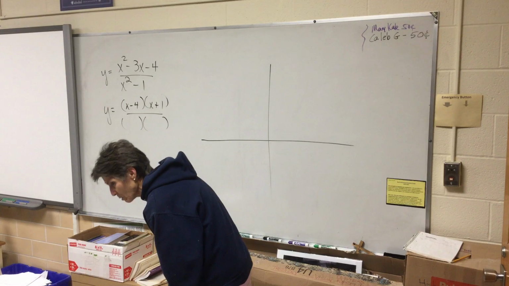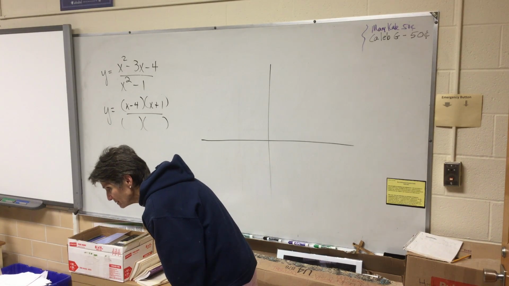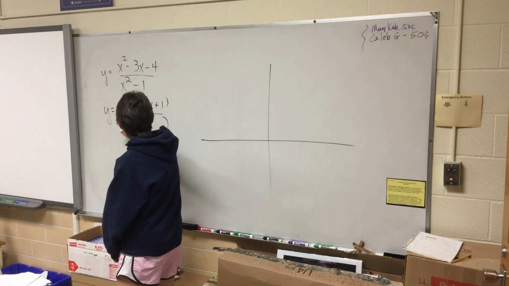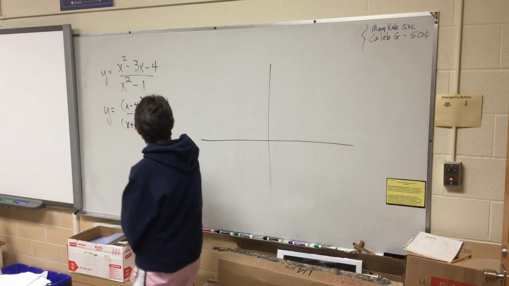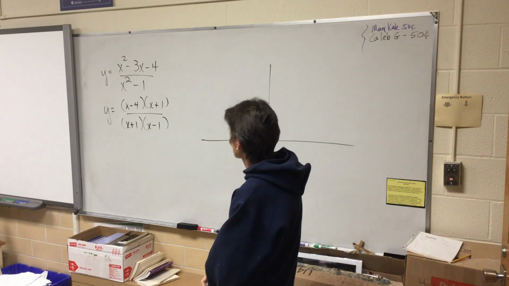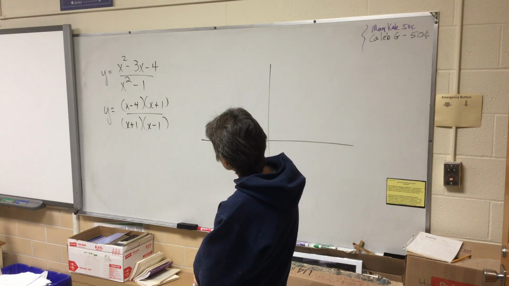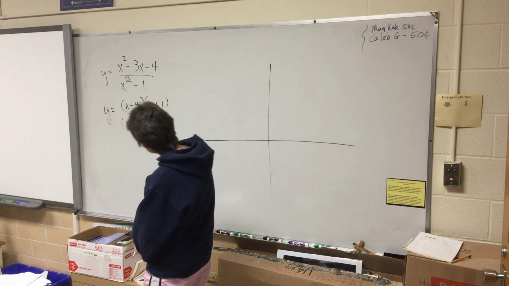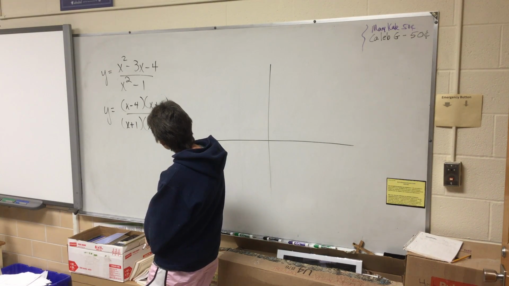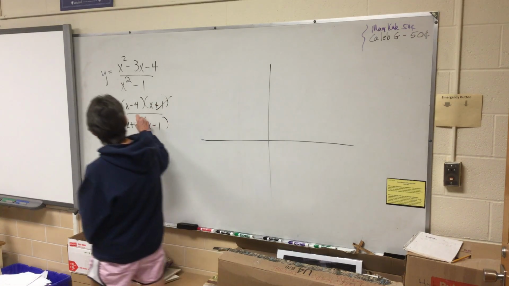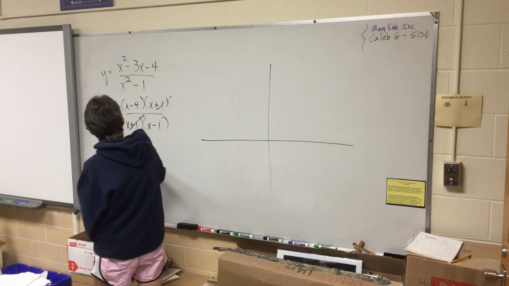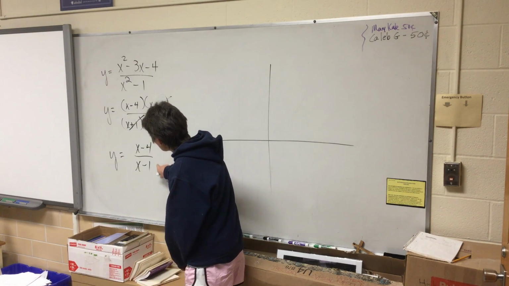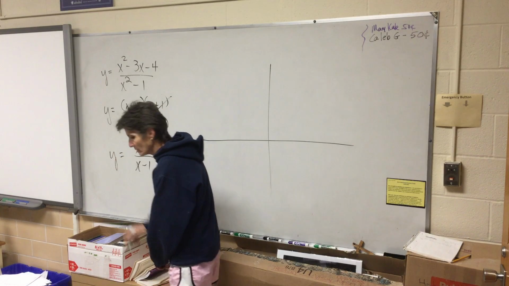We've done a zillion of those. What's on the bottom? X plus 1, X minus 1. Yep. Perfect. Oh my, what do you notice? Can cancel something out. Yes, we can. So what we're ultimately going to graph, kids, is just this, because those cancel out.